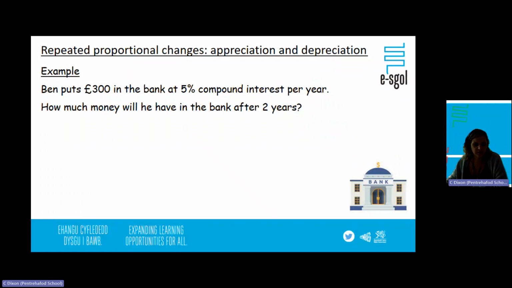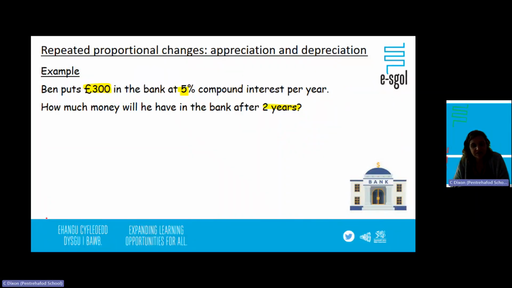Let's have a little look at the first question. Ben puts £300 in a bank at 5% compound interest per year. How much money will he have in the bank after 2 years? Compound interest means that your interest will accumulate. At the end of the first year, the bank will put 5% interest into your account. So when you start the second year, you've got a little bit more money in your account.